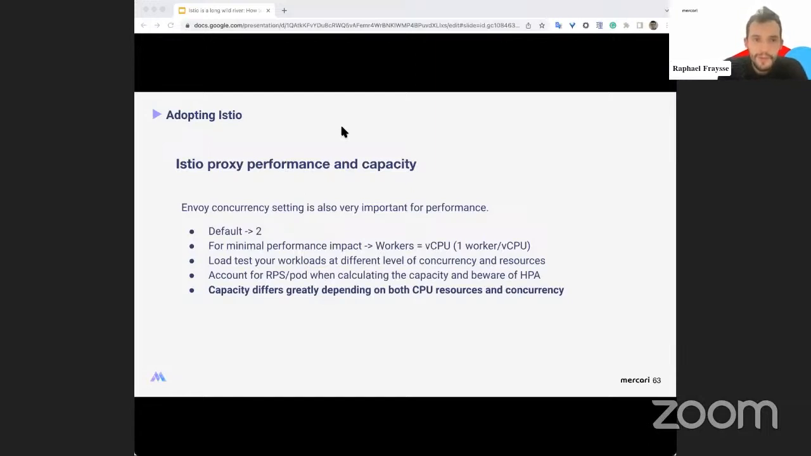You also need to load test the workload at different levels of concurrency and resources. Just scaling out the resources will not help if you don't change the concurrency. Accounting for the RPS per pod and being aware of the HPA is very important as well. So the capacity will really change a lot depending on both CPU and concurrency.